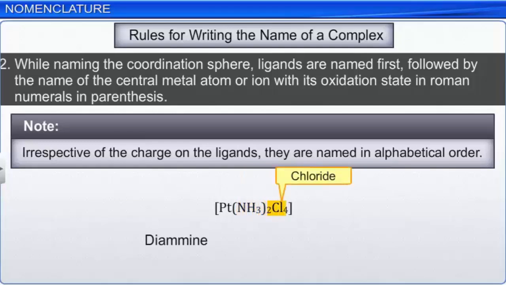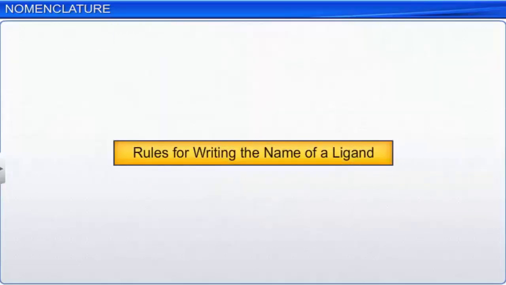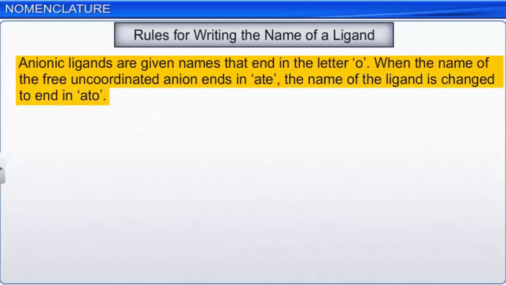IUPAC has also proposed certain rules for naming ligands. Anionic ligands are given names that end in the letter O. When the name of the free uncoordinated anion ends in ate, the name of the ligand is changed to end in ato. For example, the anion acetate is named acetato, sulfate as sulfato, thiocyanate as thiocyanato, and carbonate as carbonato.